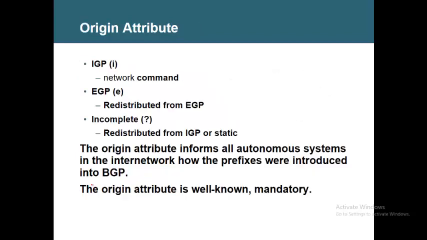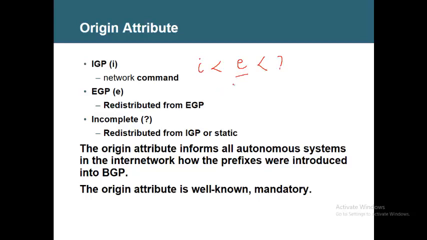About the origin attribute, I explained to you that there are two ways in which the network can be introduced into BGP. One is by advertising using the network command. The other one is redistributing. Smaller is preferred. Here I is smaller than question mark. And question mark is greater than E. E is smaller than question mark.